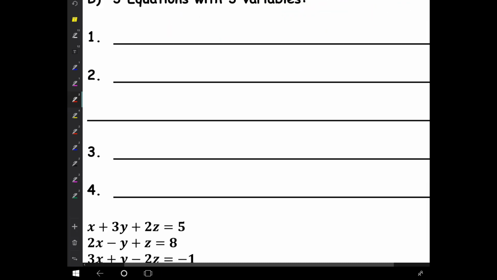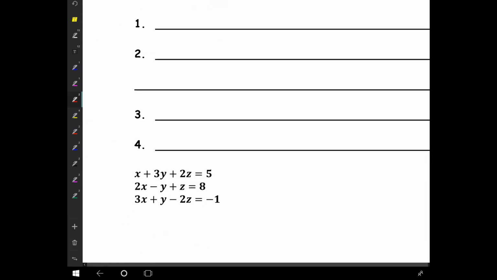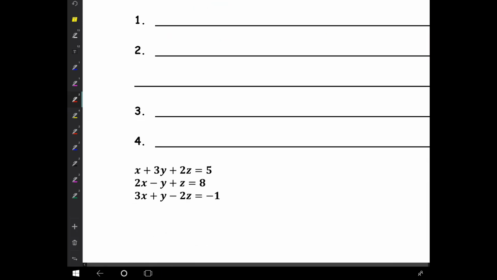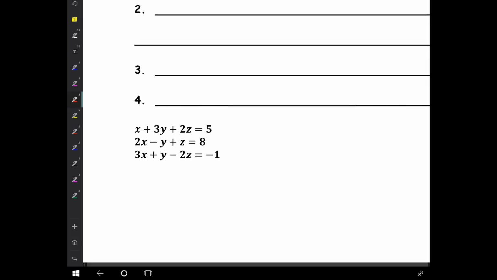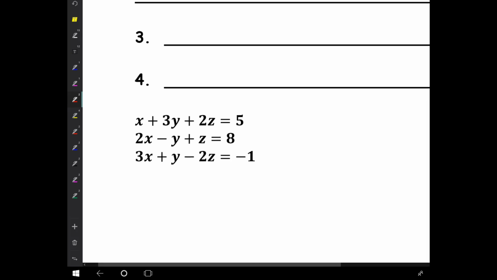Let's take a look at example C. Or really, I didn't say C. Let's look at the example on the bottom of the page here. This one's not quite as easy to work with because we don't have only one variable. Does anybody have an idea of what we could do if we now have 3 variables? Ethan?